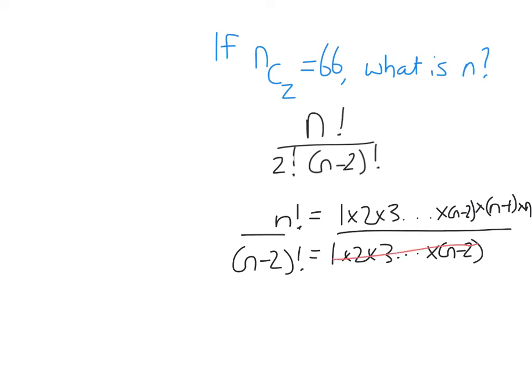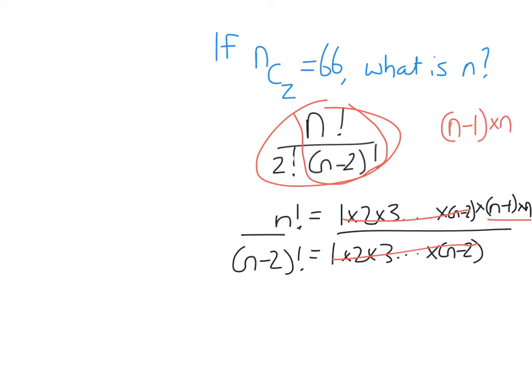I can cross out this on the top and the bottom. I'm just left with n minus 1 times n. So this thing here, I just figured out this part is equal to n minus 1 times n. So this is what nC2 equals, n minus 1 times n over 2.